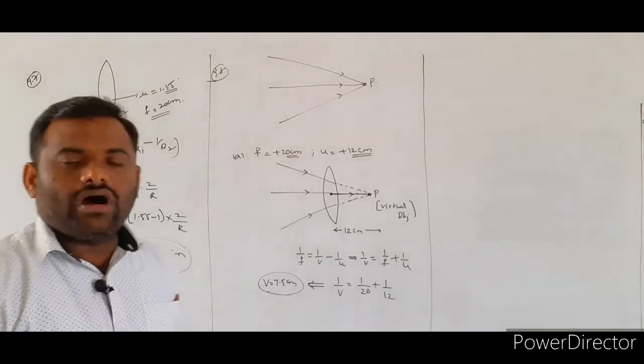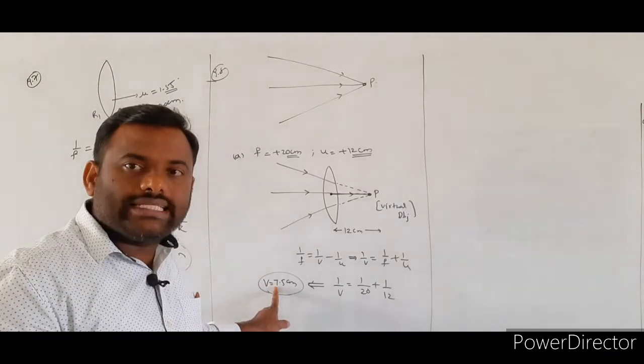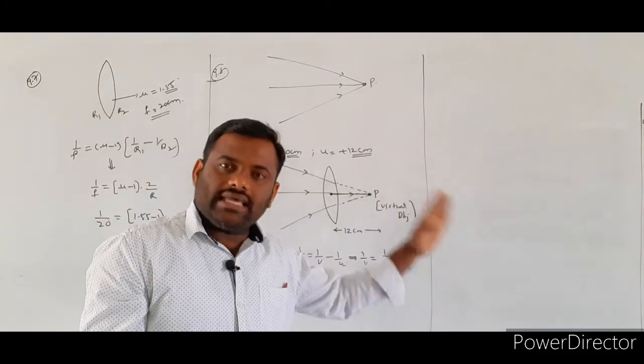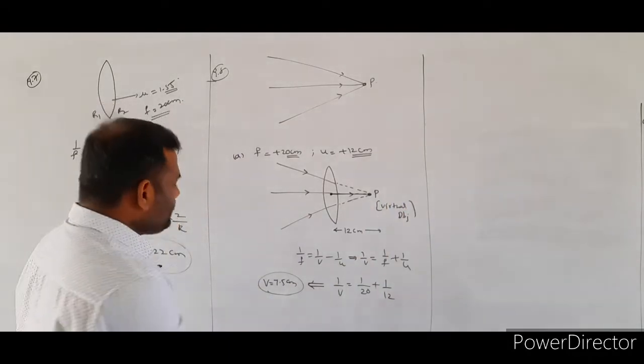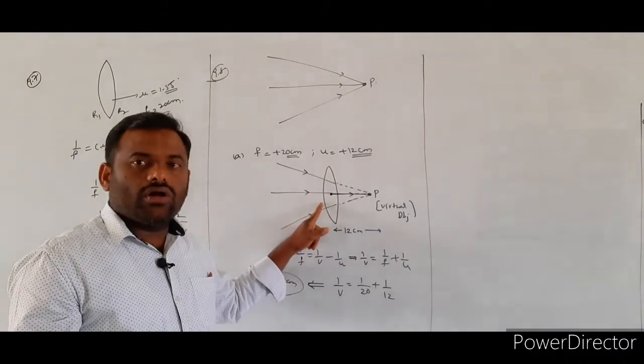Where will the image be formed? 7.5 centimeter is a positive value. That means the image is also formed on the same side where the virtual object is placed. So this is the image distance for case 1, where we are taking the convex lens.